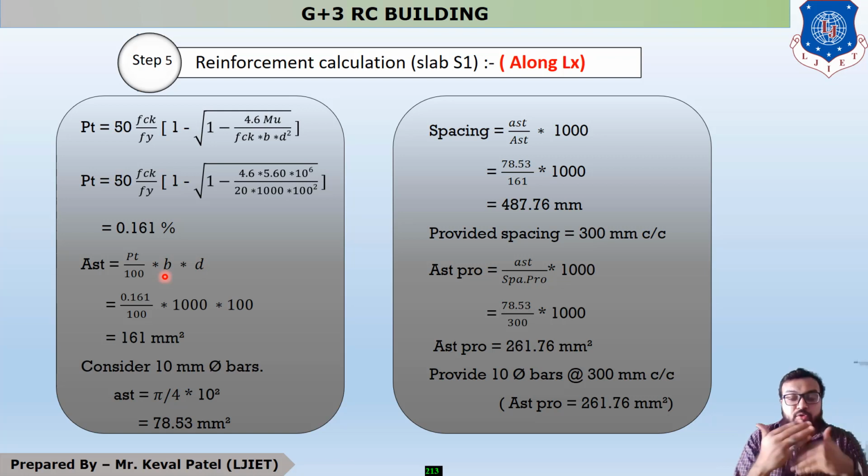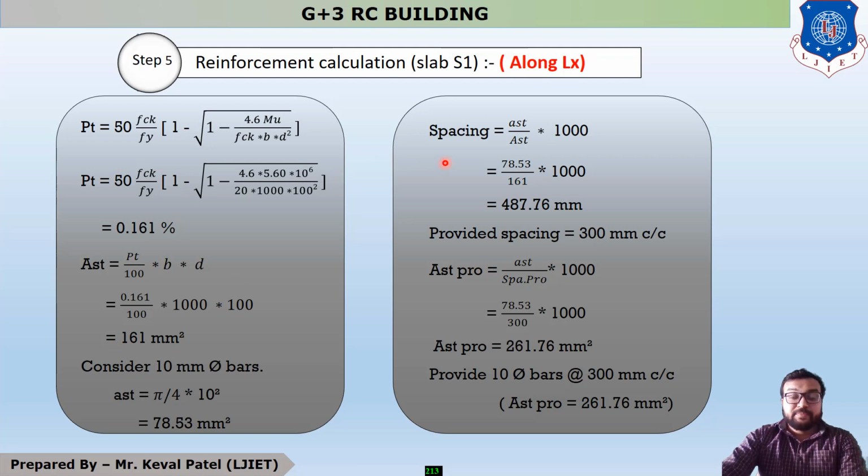If we have to find out all the forces per meter length, it means we have to find out all the moments per meter length, and then we have to find out all the reinforcement per meter length. So your value of b is equal to 1000. Your value of d is equal to 100, because we are using Lx. So students, after putting all these values, we will get our answer of AST is equal to 161 mm square.